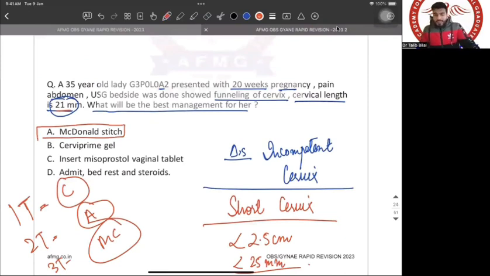Cerviprime gel, we don't use, guys. That's the dinoprostol gel. Insert the misoprostol vaginal tablet? No, why would you insert the misoprostol, guys? She's just 20 weeks pregnant, okay?